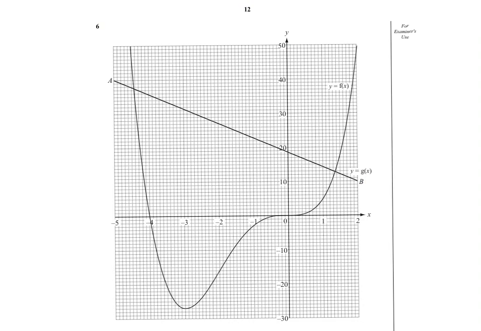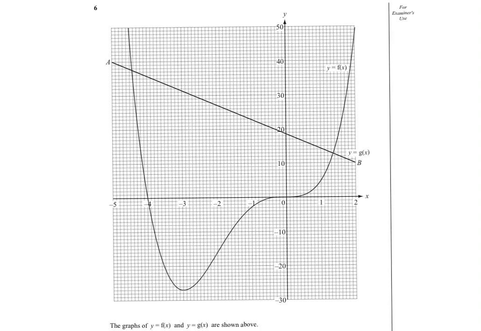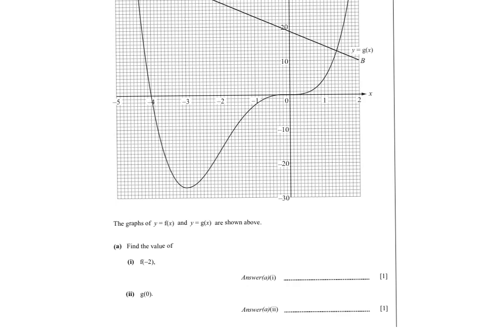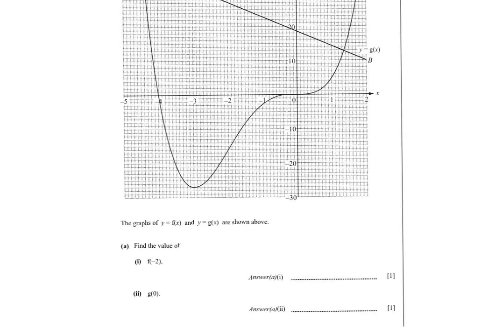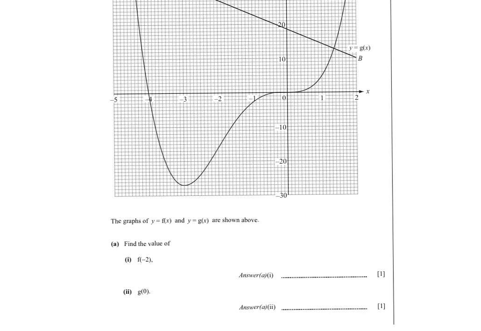The second one, a graph is drawn for you. It asks you about the graph. We have two functions. We have a curve, y equals f(x), and we have y equals g(x), this line. So we have a line and a curve: the curve f(x) and the line g(x). What does it need? Let's first find the value of f(-2).